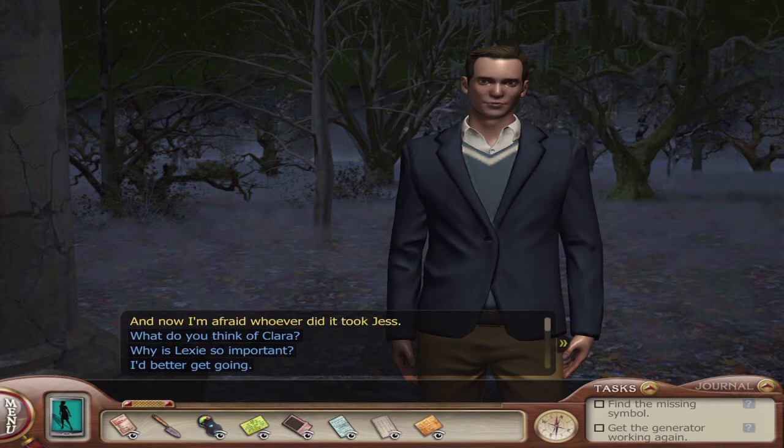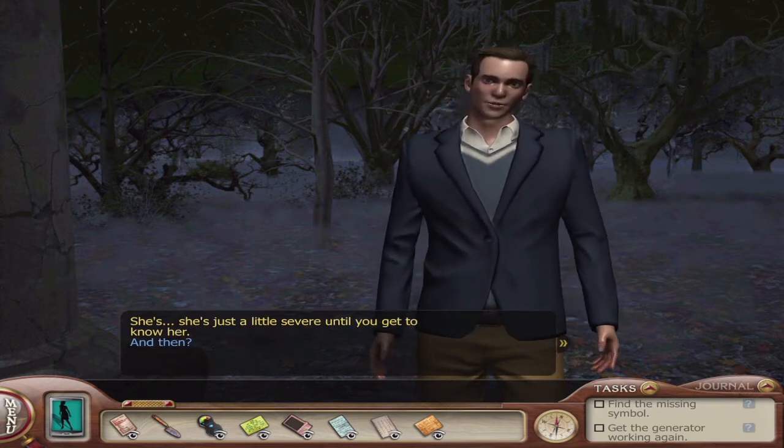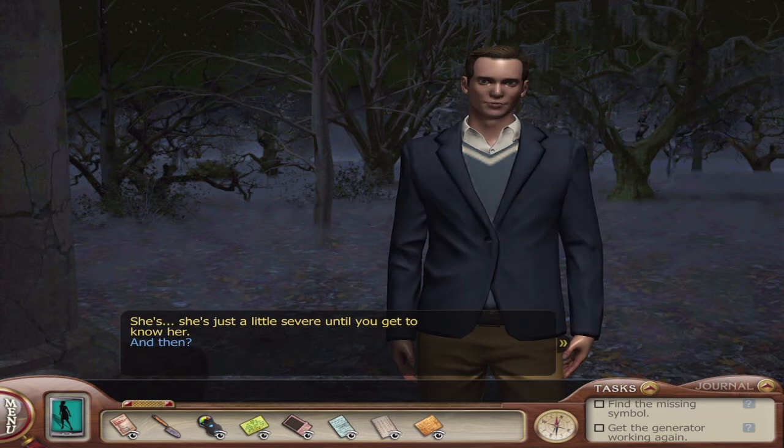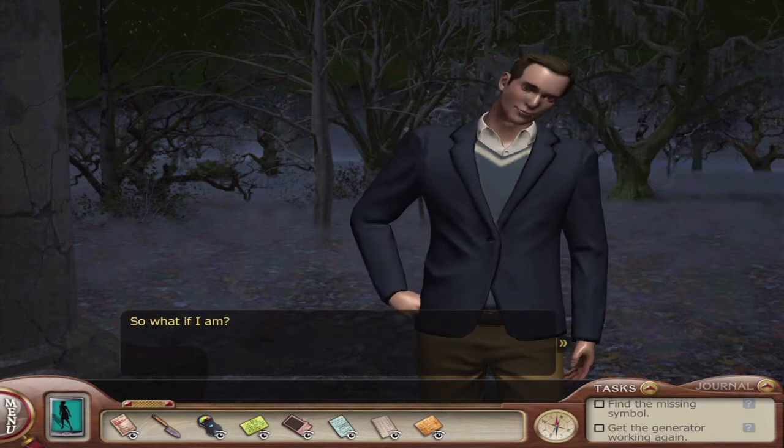Aw, poor Colton. What do you think of Clara? She's just a little severe until you get to know her. And then? I wouldn't know. Right? She does seem a little tough to get to know. You're holding something back. So what if I am?